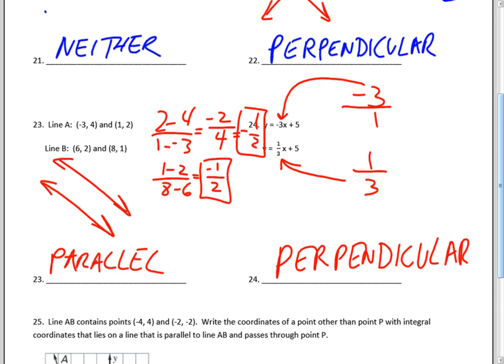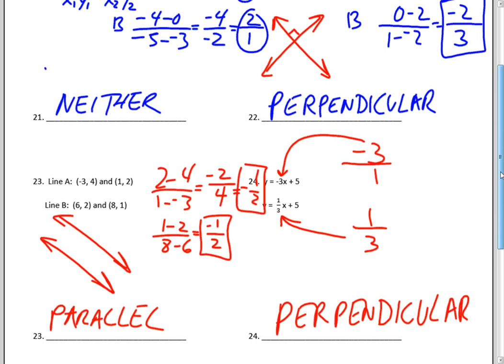There are no surprises on this test. This section is going to look exactly like this. 5 questions. I'll change around the numbers a little bit, but same process, same procedure.